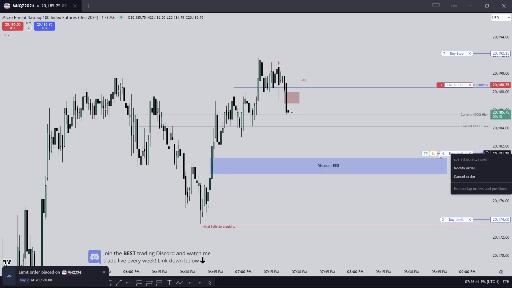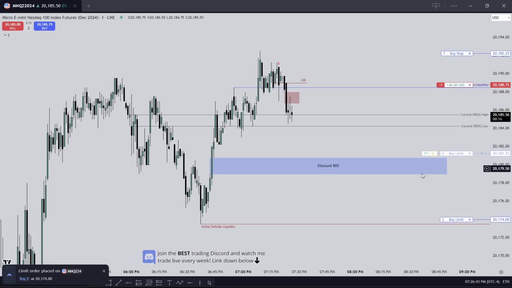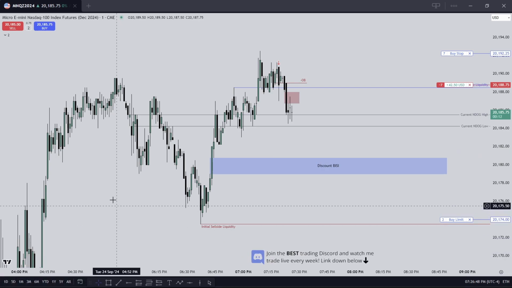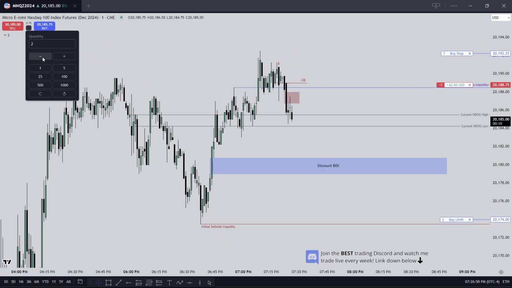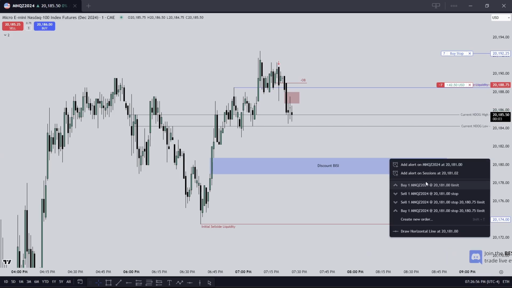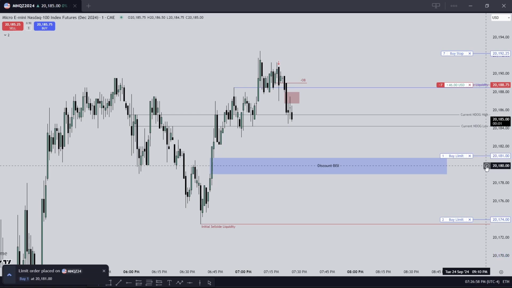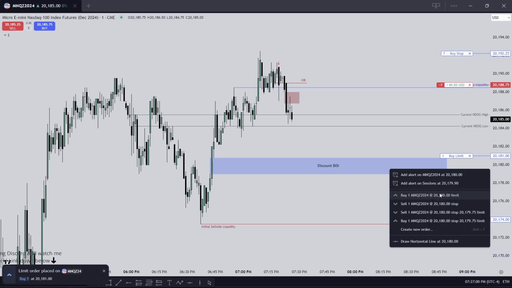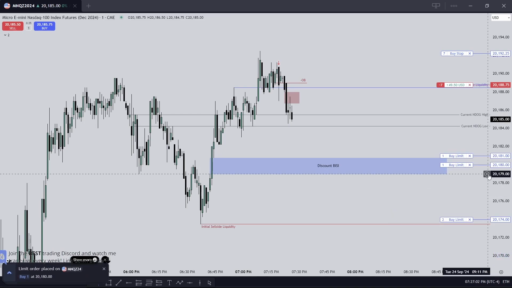I think I'm going to split this up actually. I'm real picky when it comes to picking my targets. I'm trying to be as precise as I can. But first partial comes off at the high of the fair value gap. Second partial would be at consequent encroachment. Third partial at the low of the fair value gap.